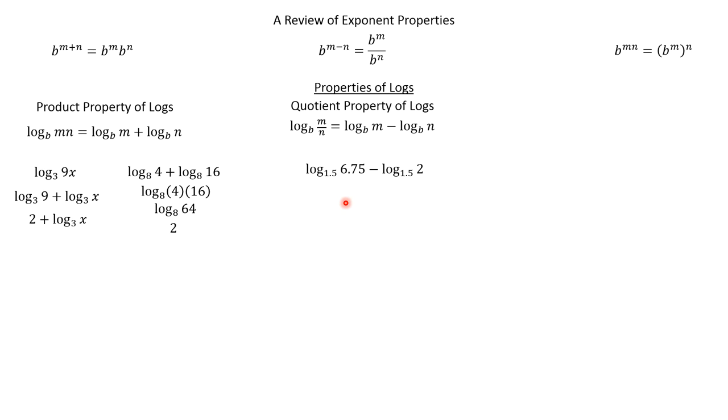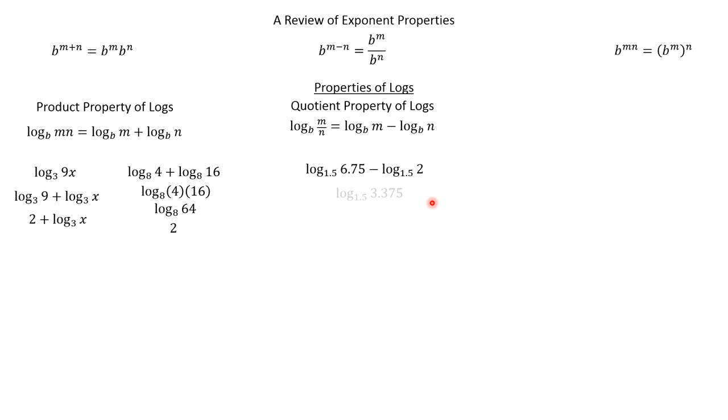Log base 1.5 of 6.75 minus log base 1.5 of 2. Let's see, 1.5 to what power equals 6.75? Nothing's coming to mind. I mean, there might be a power there, but 1.5 to what power equals 2? That's not going to be anything. So we can combine them.